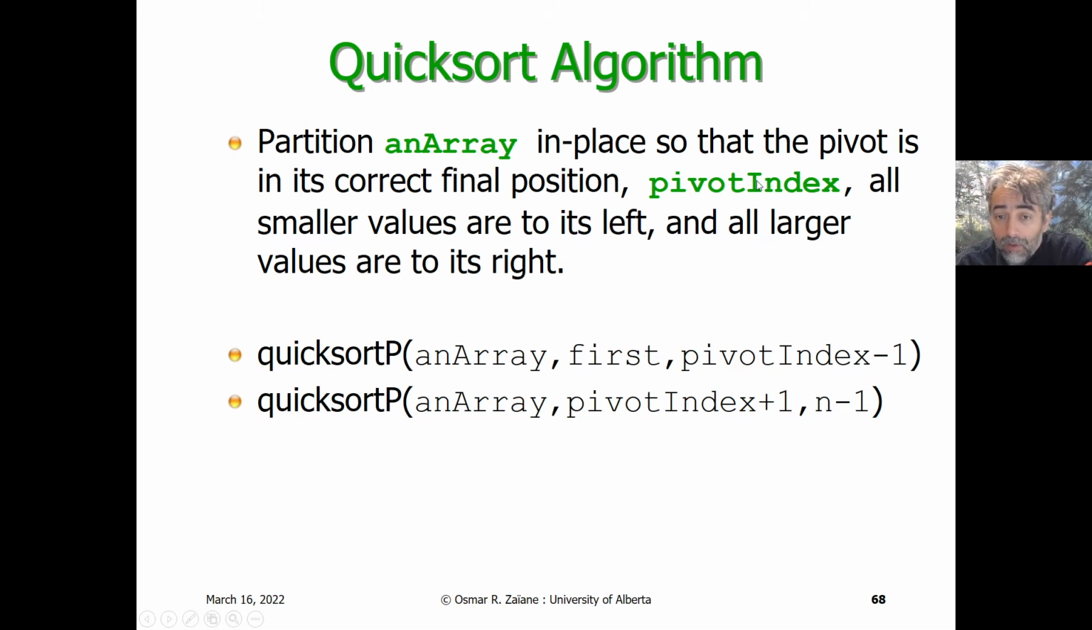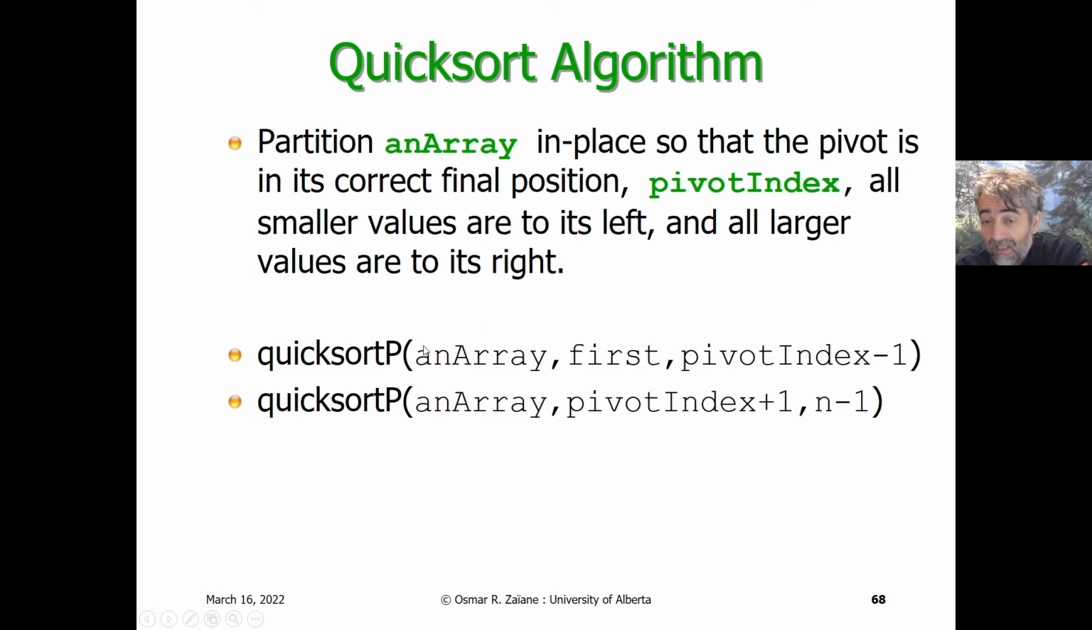I will call QuickSort on the first partition. Where's the first partition? It's in the array, starting from the first element until the pivot index minus 1, so the position just before the pivot index. And then I call it again on the second partition. Where's the second partition? Well, it starts from pivot index plus 1, so the position just after the pivot, until the end.